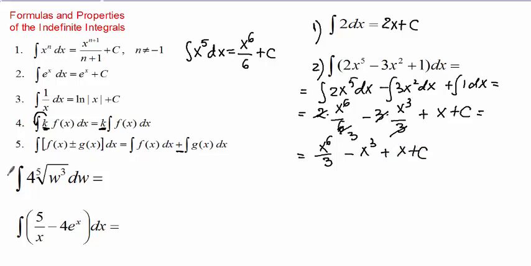What about the third example? The 4 moves across the integral sign, but what about the fifth root of w to the power of 3? Radicals can be written using rational powers, using this formula. A reminder for the formula: the nth root of a to the m is a to the power m over n.